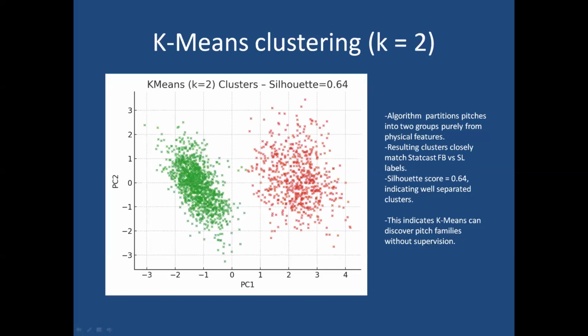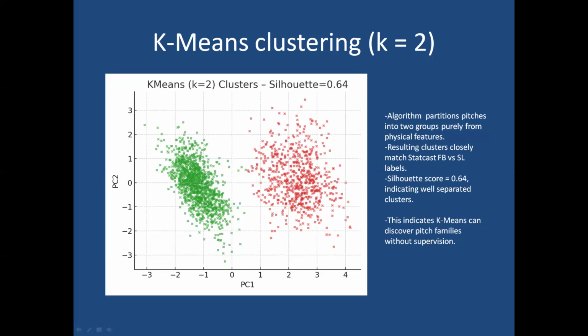Okay, next we use k-means clustering. In this case, it was run with k equals 2. The data set was limited to 2 pitches. Despite having no labels, it produced clusters that almost perfectly matched the known pitch types. And there was a silhouette score of 0.64, which indicates strong cluster separation. So this is basically showing that fastballs and sliders are physically distinct enough that the model rediscovers them without supervision.